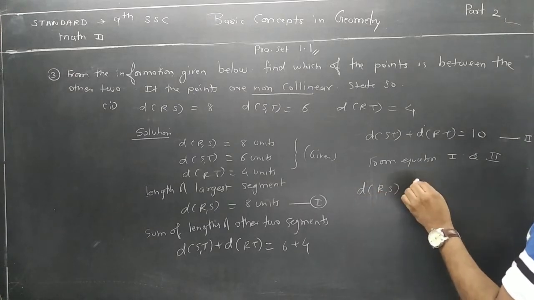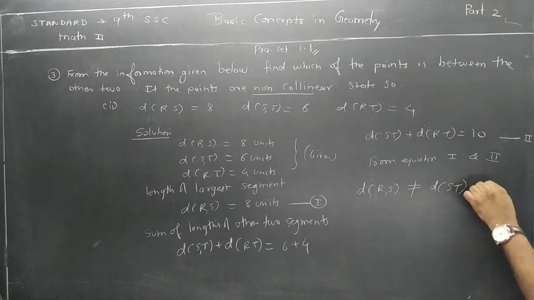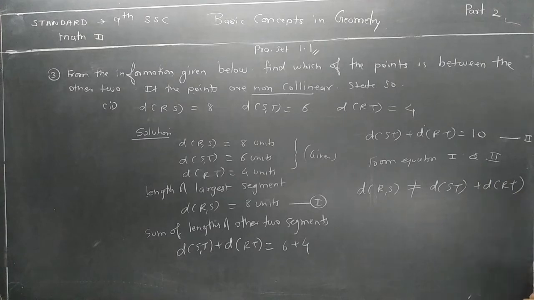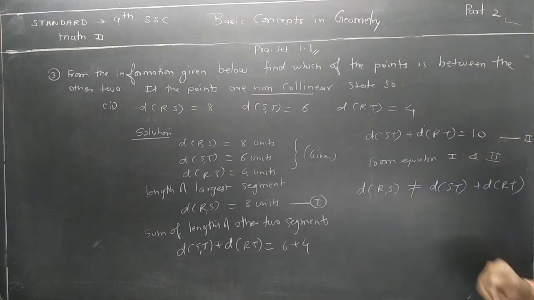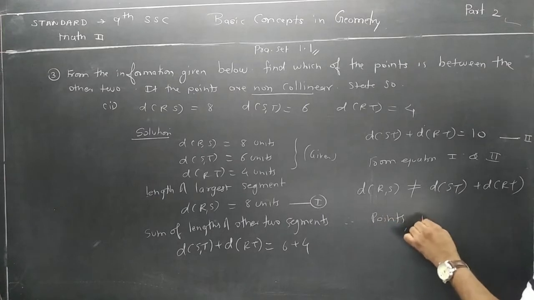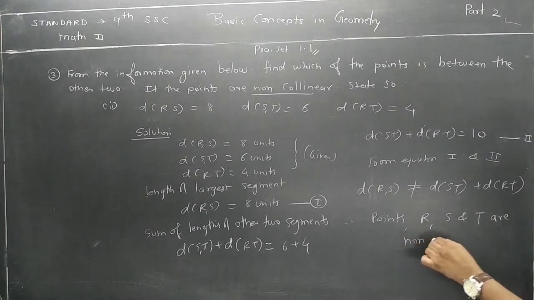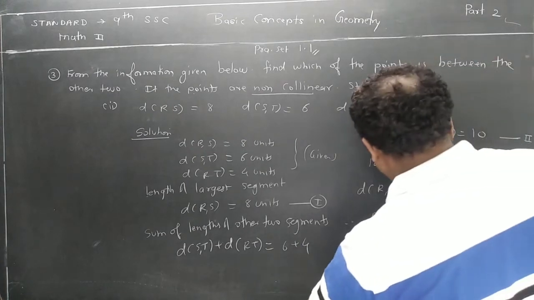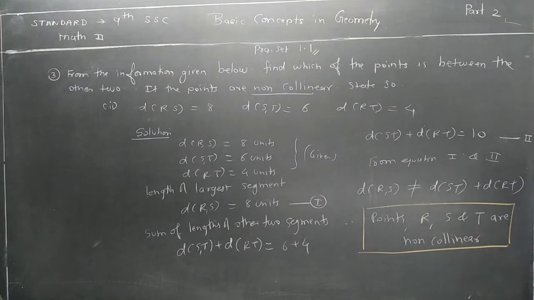Distance RS is not equal to distance ST plus distance RT. So what you are going to write, don't write if they are collinear or they are not in between, because there is no relation of betweenness. What you are going to write: points R, S and T are non-collinear. That is more than enough. Provided when these equations are not equal with these points, there is no betweenness or they are non-collinear. Have you understood this?